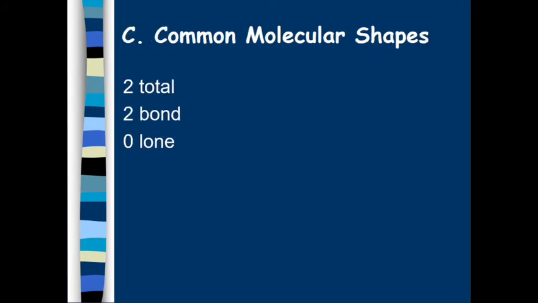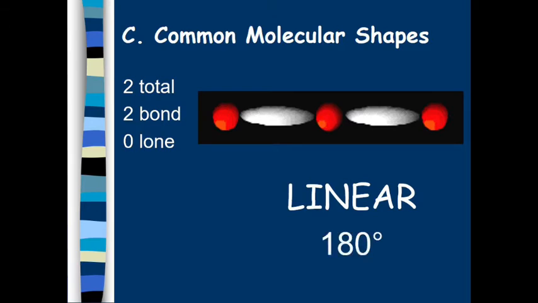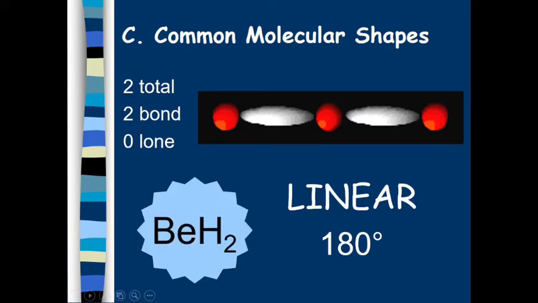So the first shape that we have, there are 2 total pairs of electrons. Both pairs are bonding. And this is a linear molecule, bond angle of 180 degrees, and an example is BeH2. I'm going to draw some quick Lewis structures just so that you can see this. BeH2 looks just like this.